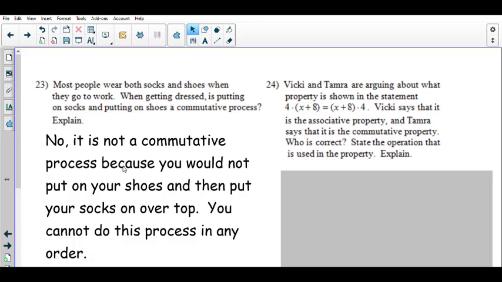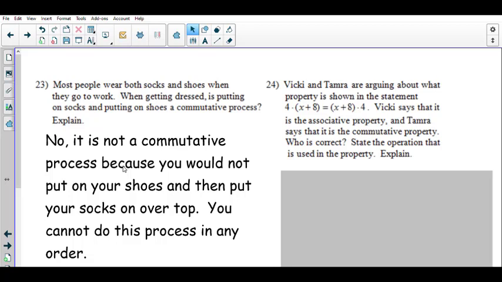So what I said was, no, it is not a commutative process, because you would not put on your shoes and then put your socks on over top. You might slip around just a little bit. You cannot do this process in any order, and therefore it's not a commutative process, because again, it's a little goofy. All right, let's take a look at number 24.